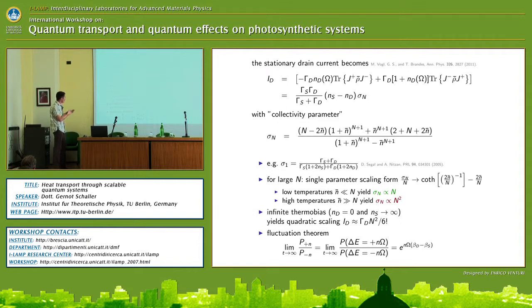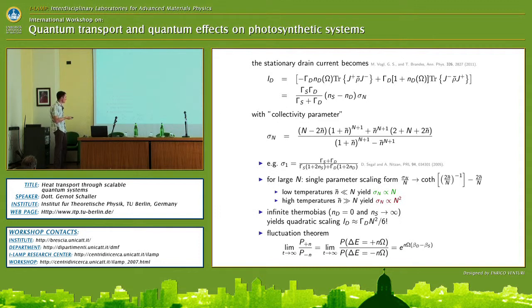So for n equal 1, you reproduce previous results. That's one thing. But for large n, it's possible to write this in a single-parameter scaling form, where it basically only depends on the ratio of this average occupation versus the system size. And that enables you to discuss low and high temperature limits.